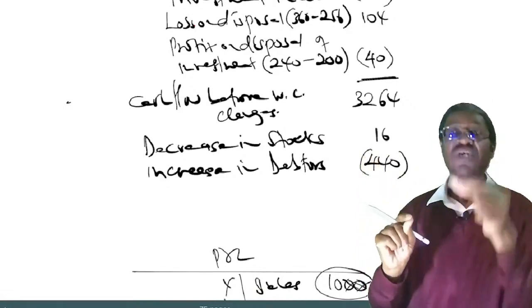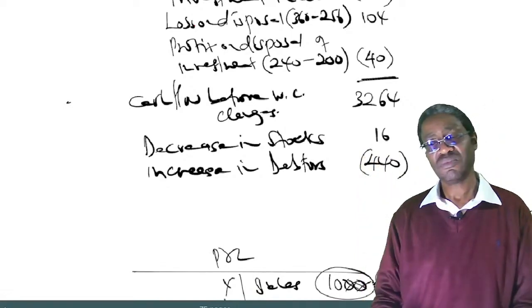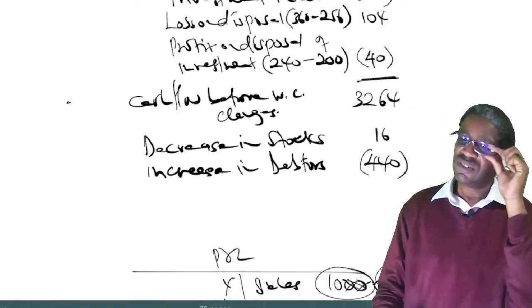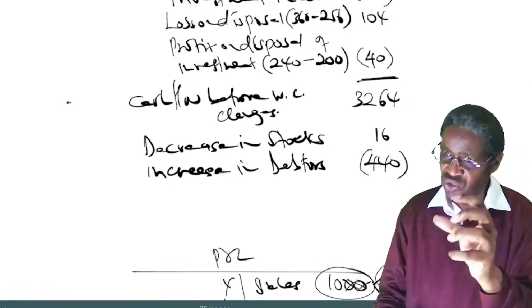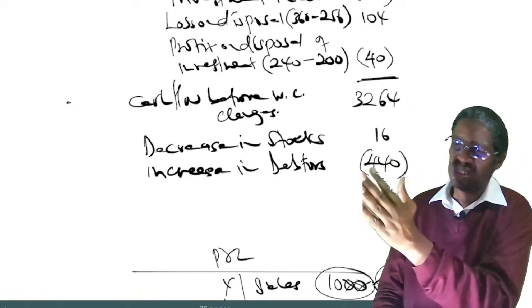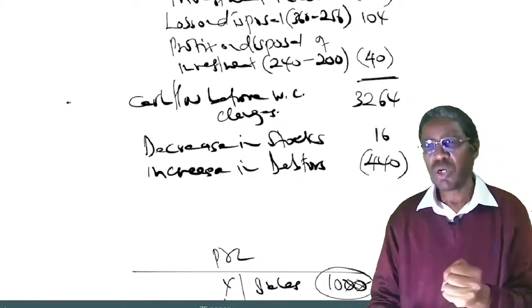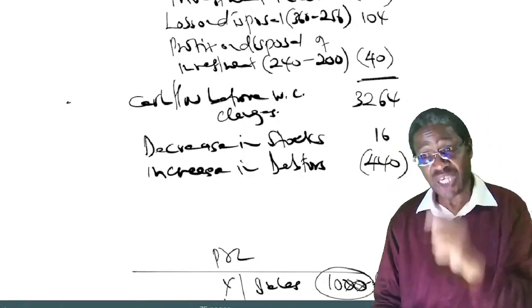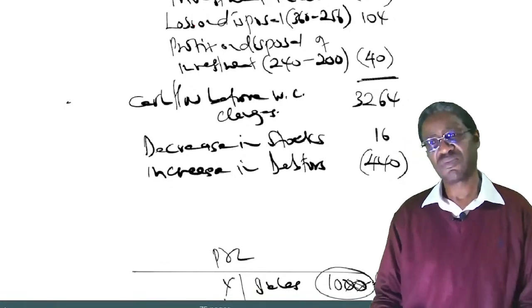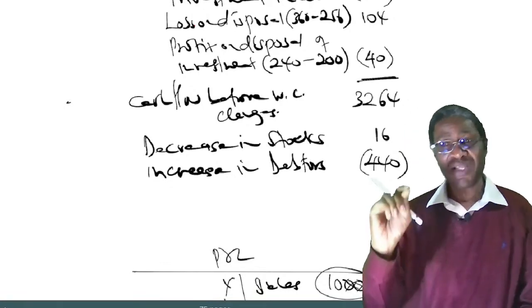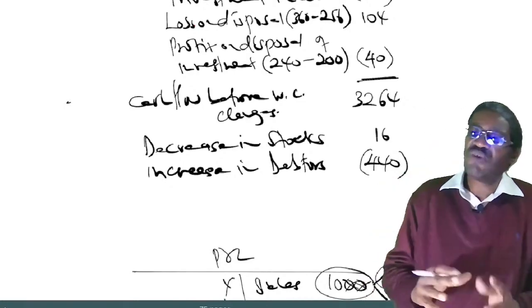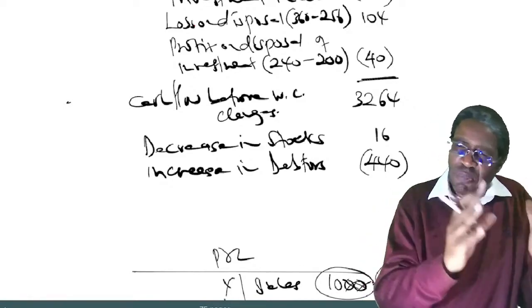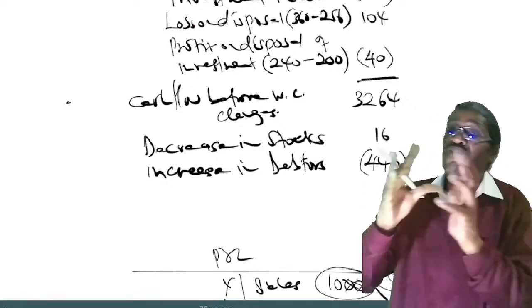Yet we used them to determine the profit. So when credit sales increase, it makes your profit more than it should be from the cash point of view. Get the point? From the cash point of view. Good. I hope you have got that one. The reason why we are deducting is not because, as some students tell you, goods went out. We are not looking from the point of view of goods. We are looking from the point of view of cash.